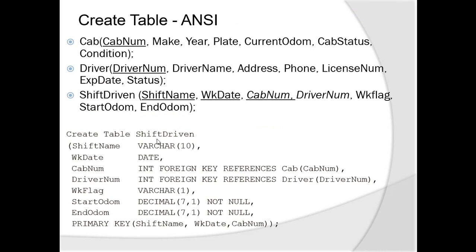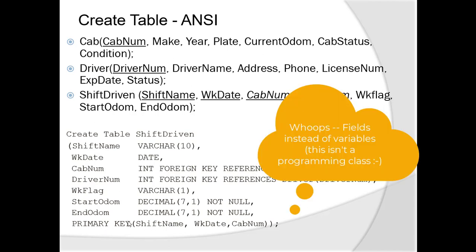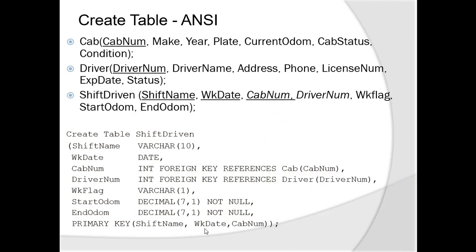In this example, we're creating a table called shift driven. Notice that shift driven has 3 fields as the composite key and 2 fields for foreign keys. So for the foreign key constraint here, we have the constraint foreign key references the name of the table it's referencing. So cab num is referencing the cab table. Driver num is referencing the driver table. Down here, after we've declared all the variables, we now add the primary key constraint. And it does need to go here because it's a composite primary key.